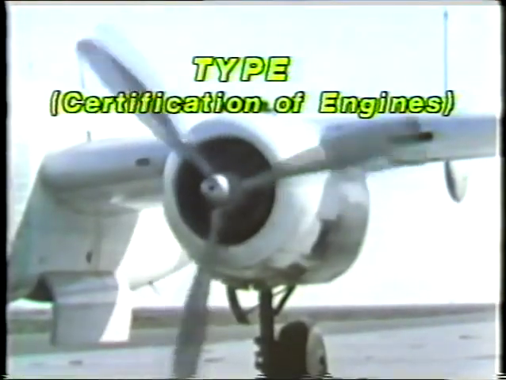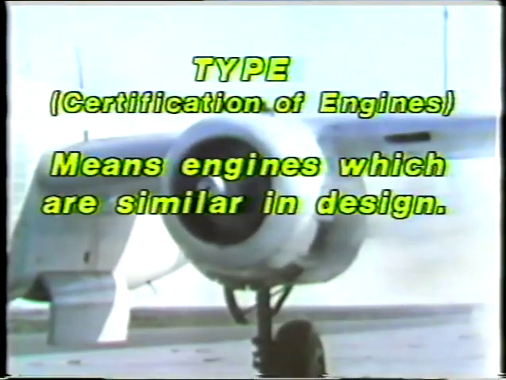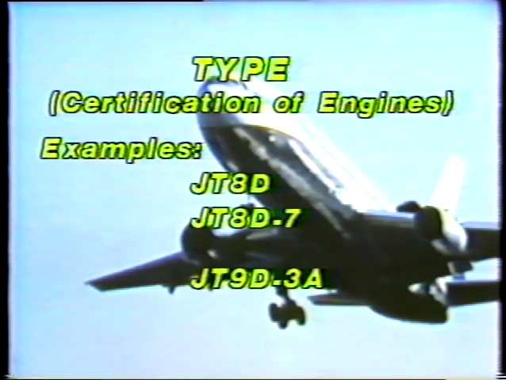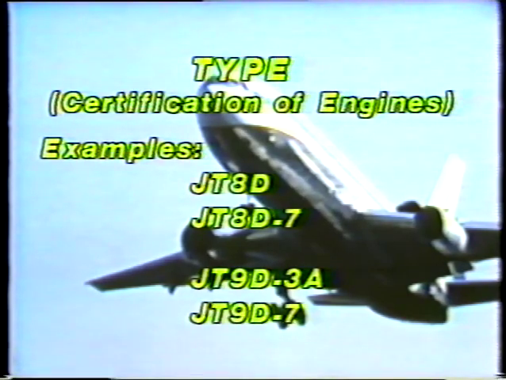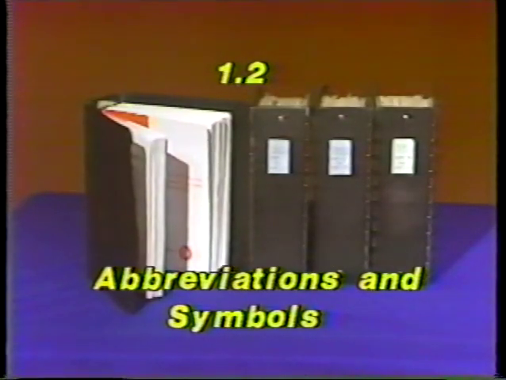The certification of aircraft engines means those engines which are similar in design. For example, JT-8D and JT-8D-7 are engines of the same type, and JT-9D-3A and JT-9D are engines of the same type. The aviation language is full of abbreviations and symbols, most of which can be found in FAR Part 1.2.